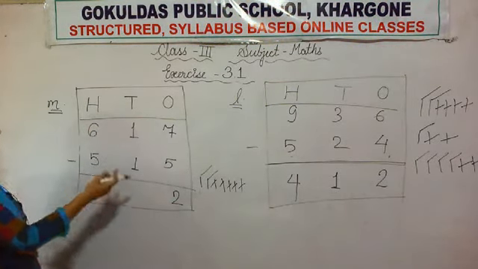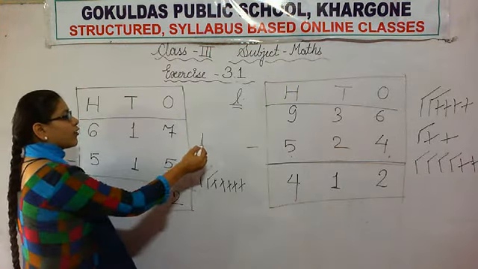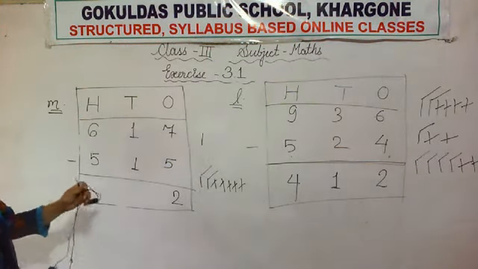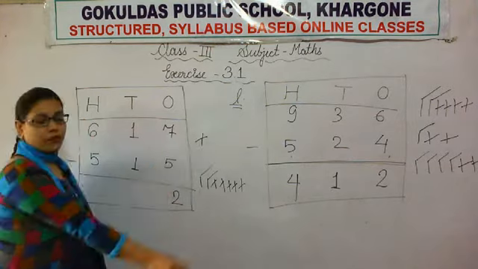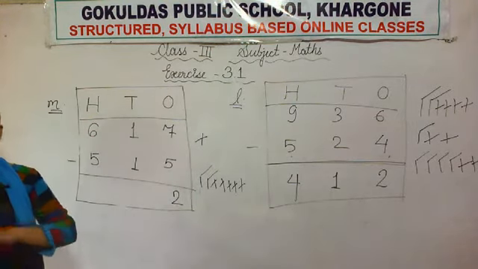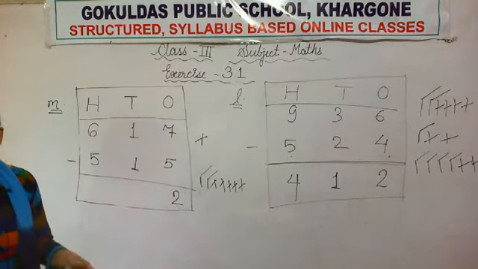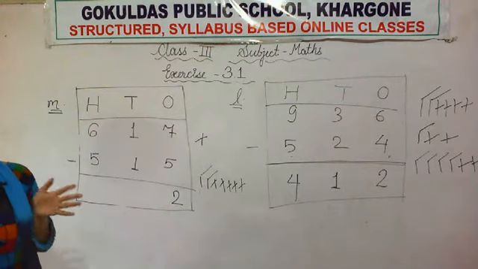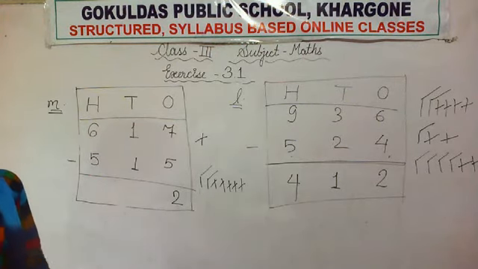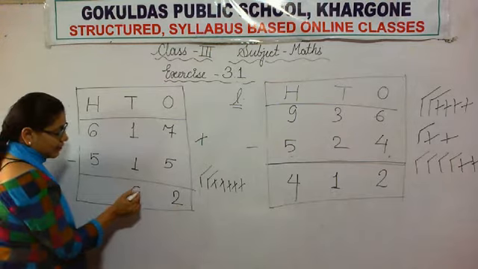Now, 1 minus 1. We will draw 1 stick minus 1. So, we will cancel out that 1 stick. So, no stick is left. No stick means number 0. So we will write the number 0.